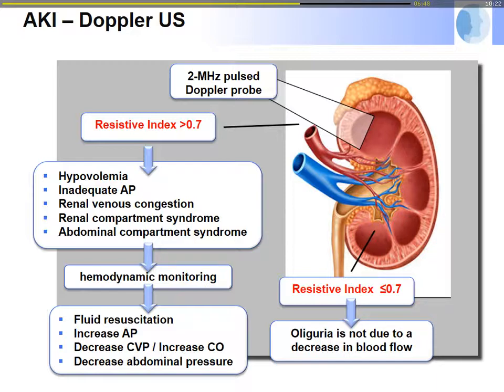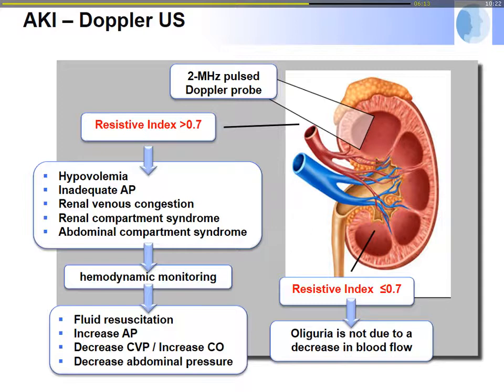Maybe I have to increase the arterial pressure. And I can see by redoing echo if I improve the blood flow. Maybe the pressure inside the kidney is too high. I have to look at my CVP, and maybe my CVP is too high and it's a problem of congestion. Maybe I have an increase of the abdominal pressure and compartment syndrome. So it's useful, easy to do.